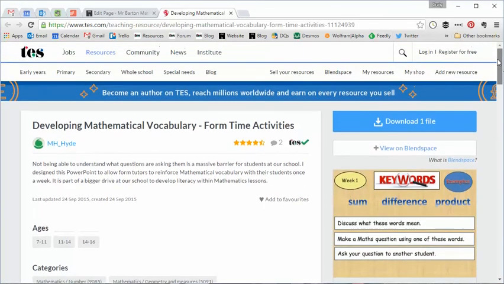But the problem, of course, with doing anything for a one-off lesson is that it doesn't stick in the students' heads. It needs to be continually drip-fed into their brains until it becomes common practice. So that's the first issue.